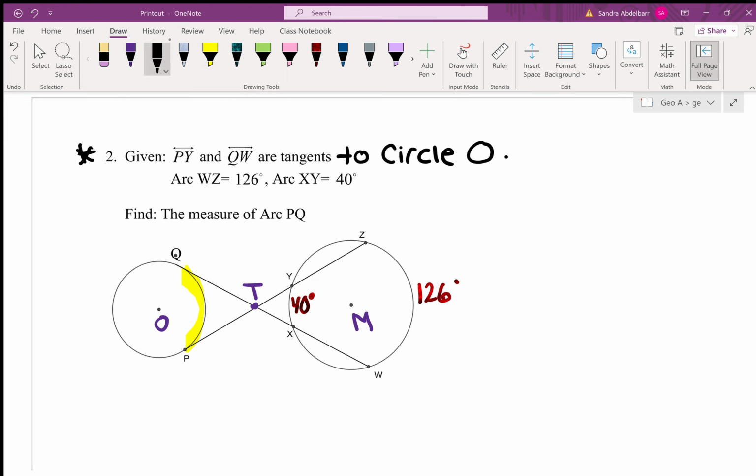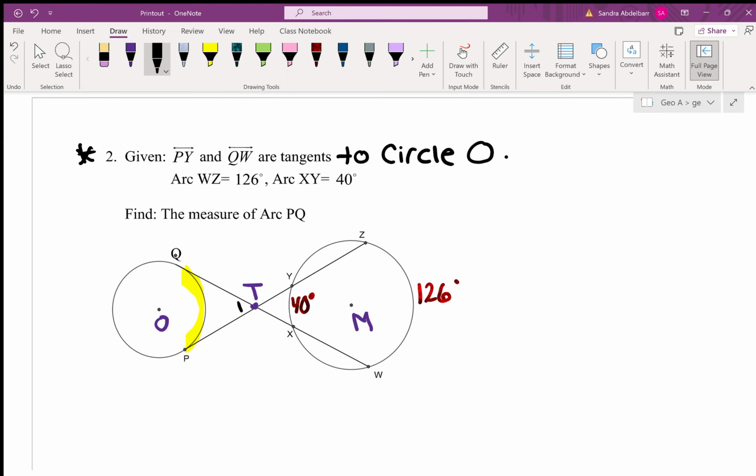Everybody look at angle QTP. I'm going to call it angle 1. Do we agree angle QTP is a tangent angle to the circle? So what's the relationship with the arc and the tangent angle? They have to add up to 180.